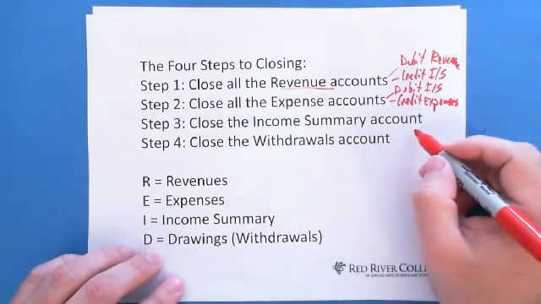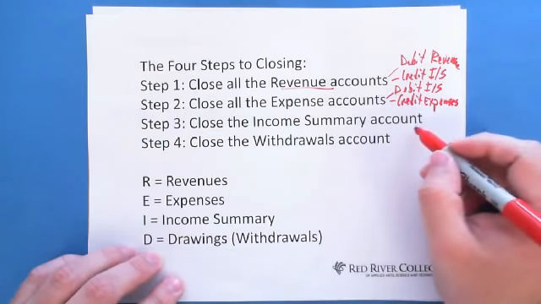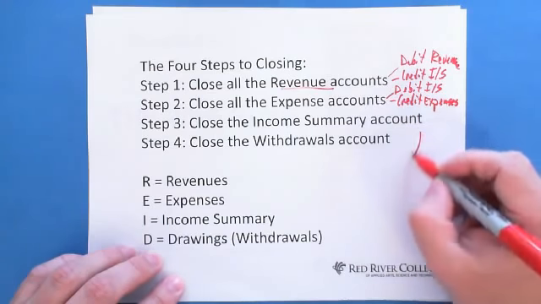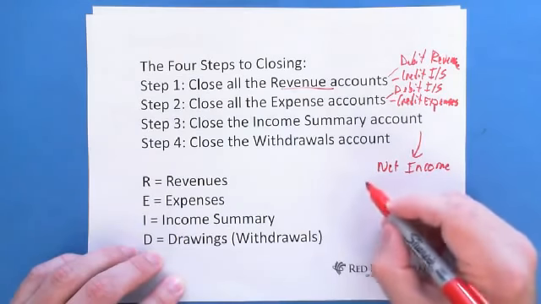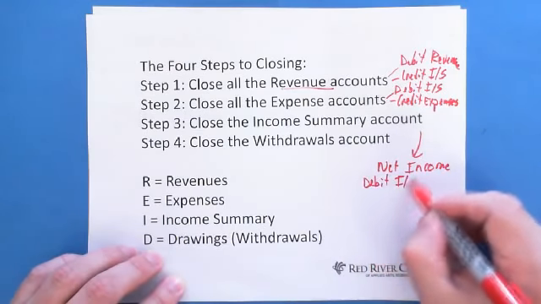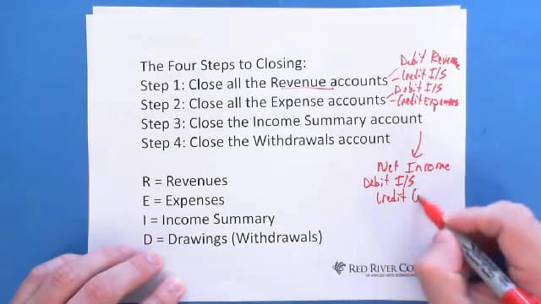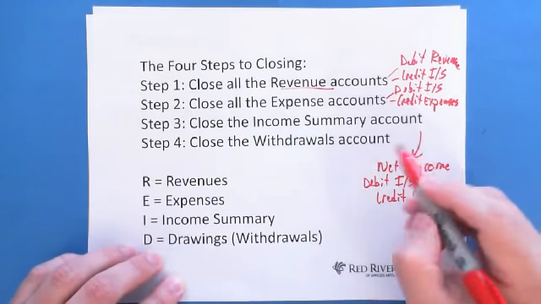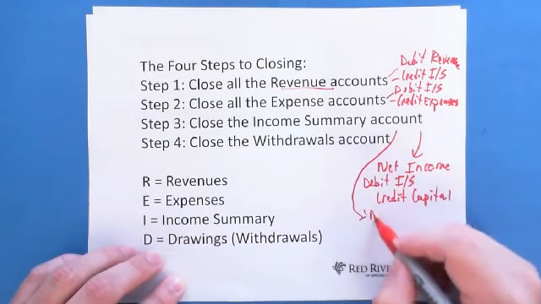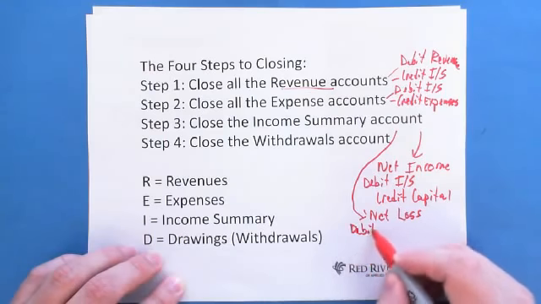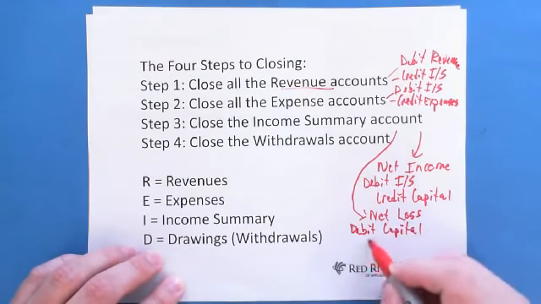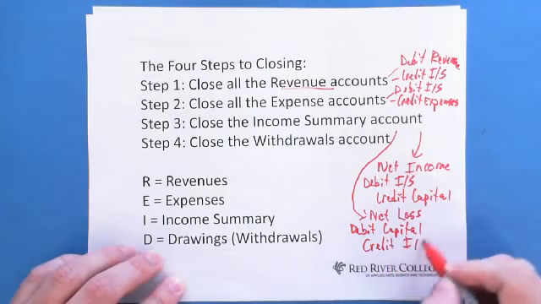For the closing of the income summary account, the 3rd step, this is dependent upon if we have a net income or a net loss. In our question, we had a net income. So if we have a net income, we debit the income summary and we credit capital. But if we had a net loss, then the entry would have to be the other way. We'd actually have to debit capital and credit the income summary.